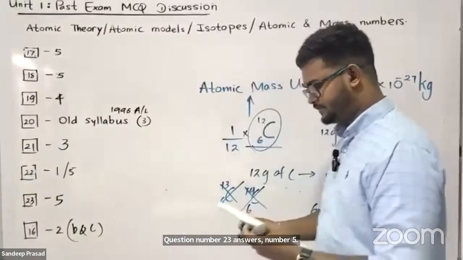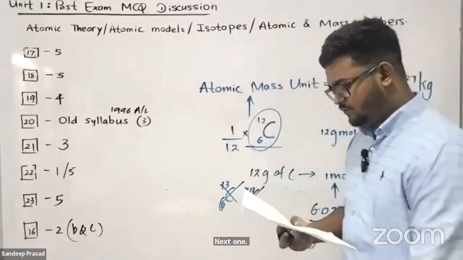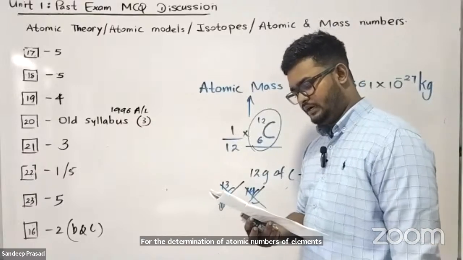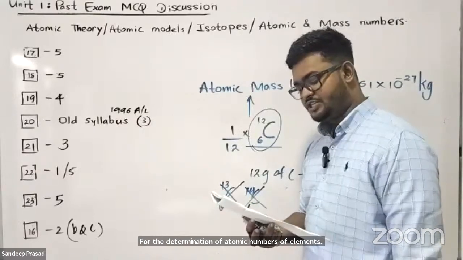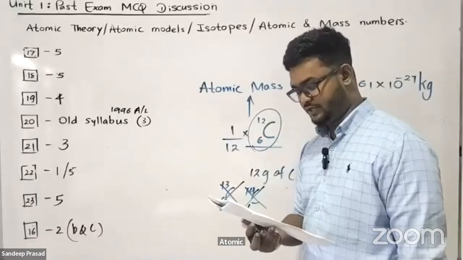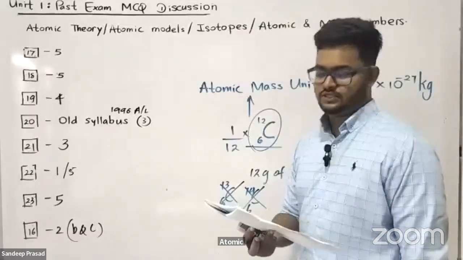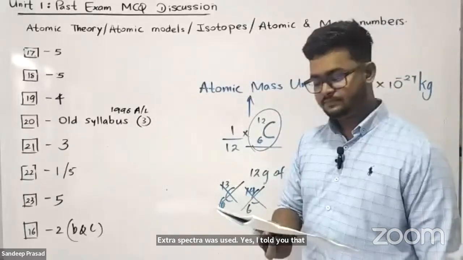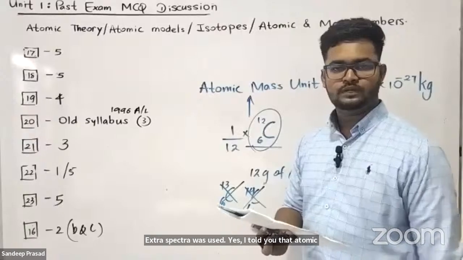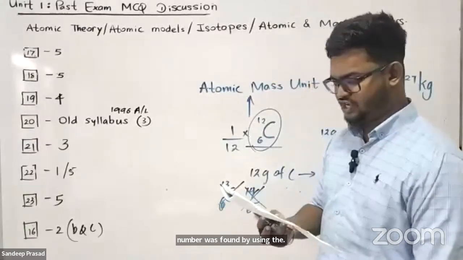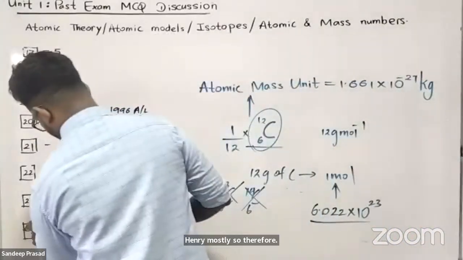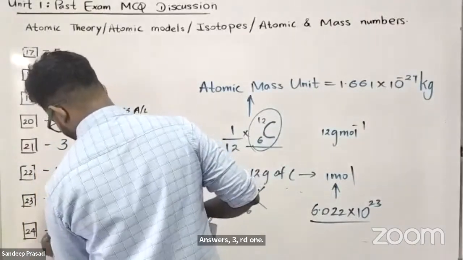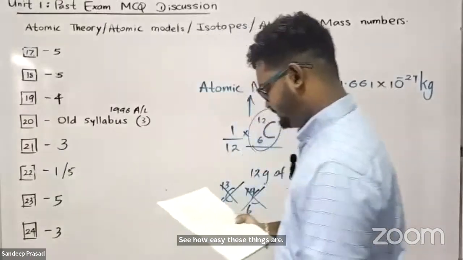Next one. Question number 24. For the determination of atomic numbers of elements, atomic spectra were used, emission spectra and absorption spectra were used, X-ray spectra was used. Yes, I told you that atomic number was found by using the X-ray. Found by whom? Henry Moseley. So question number 24, answer is the third one. See how easy these things are. These are direct theories, right?